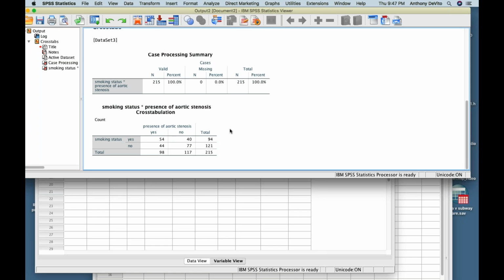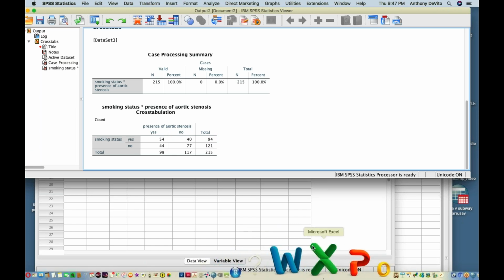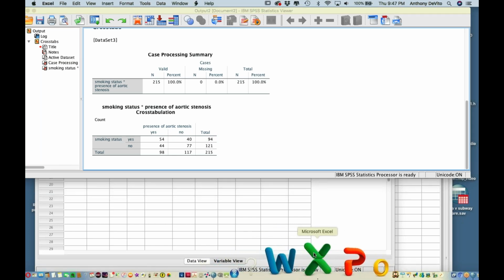So, very interesting. Now what can I do with this? Well, first of all, I'm going to get Excel up so that I can show you how this is done a little bit easier.